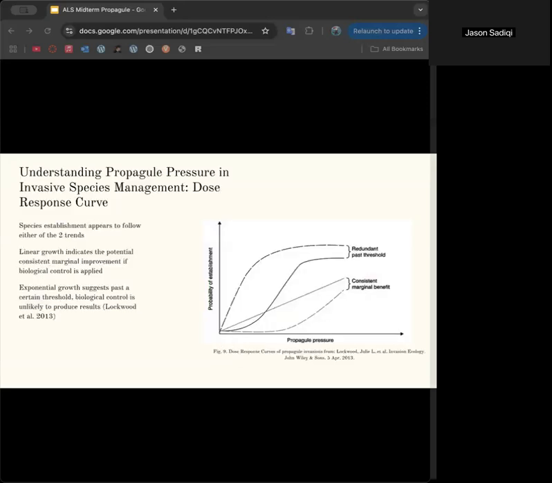Before we talk about understanding propagule pressure to manage invasive species, we must first understand how these propagules establish at certain propagule pressures. This is a dose-response curve, and here we see that propagule establishment probability either grows at a linear rate or exponential rate with pressure increase. At exponential growth, there appears to be a threshold at which decreasing the propagule pressure has no impact on changing the establishment frequency, while if the species responds linearly, any biological control will have a proportional decrease on the establishment success.